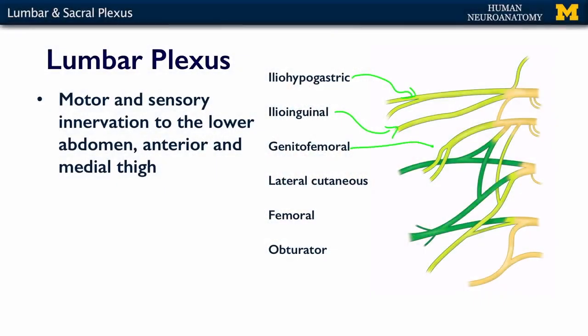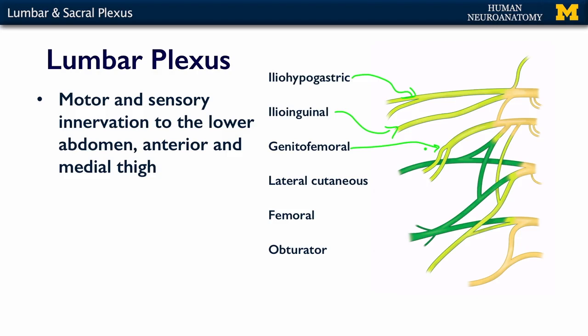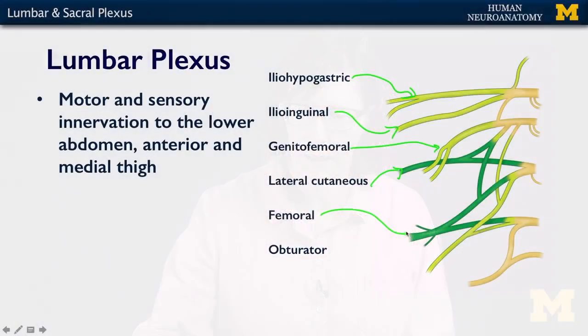The genitofemoral innervates just what it says it does, femur meaning thigh, so it innervates the medial aspect of the thigh and the anterior parts of the genitals. There's also a lateral cutaneous nerve to get the other side of the thigh, and that's right here. And there are two larger nerves that also provide motor and sensory information. There's the femoral, right here.